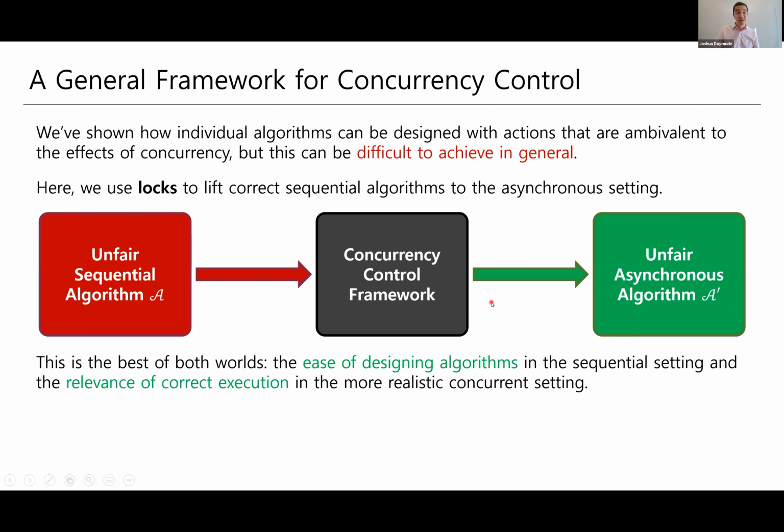So we're right here in the middle, and you can think of our framework like a compiler that's taking the inputs on the left and outputting the algorithms on the right. If such a thing could exist, then this is truly the best of both worlds. Moving forward, algorithm designers would get the ease of working in the sequential setting, but would get the advantages and the relevance of having their algorithms work in the real concurrent world.